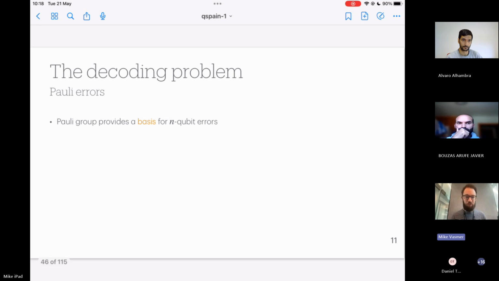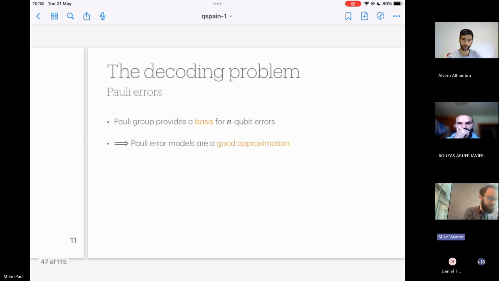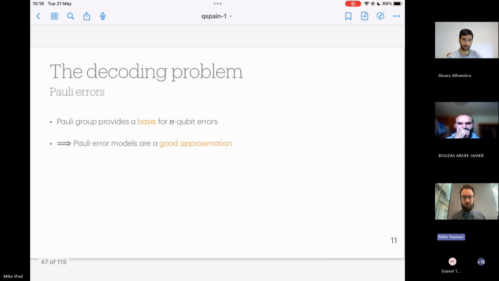So I first want to talk about Pauli errors. I'm going to consider error models where we only have Pauli errors, and I want to justify that slightly. The justification is that the Pauli group provides a basis for n-qubit errors, n-qubit unitaries. So you can express unitary errors in the Pauli basis, and then when you measure stabilizer generators, you project into the Pauli basis. This argument can be made a lot more formal. If you're interested, I can give you some references.